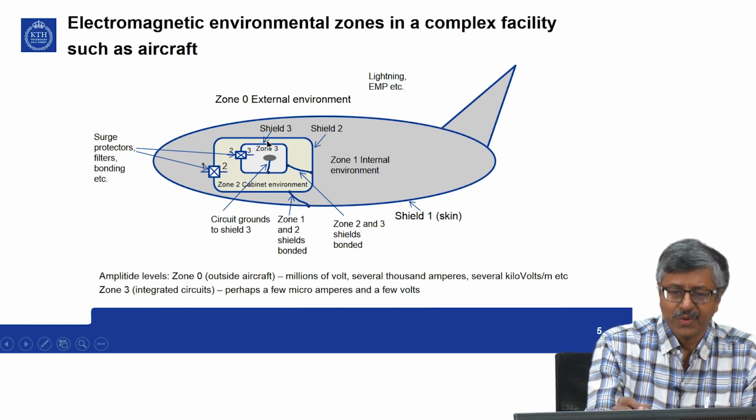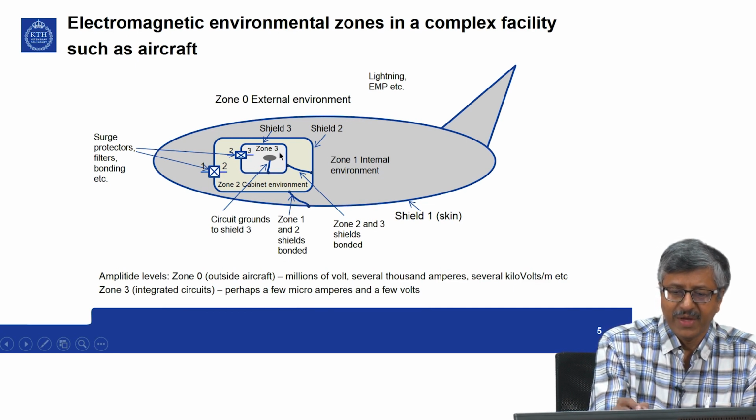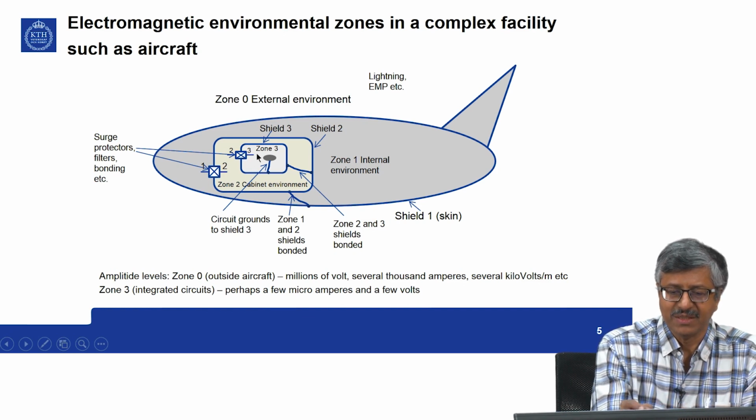Then you have a shield 2, again a kind of shield. Then you have shield 3, and here you have the very sensitive flight controls and other things. And the penetration from one zone to the other is controlled by surge protectors, filters, bonding, etc.